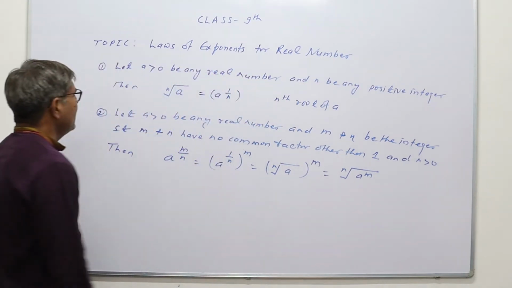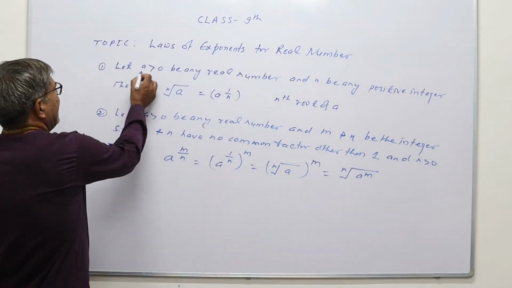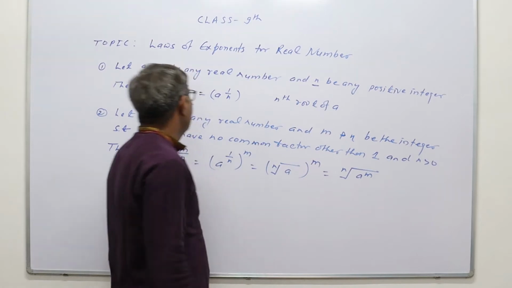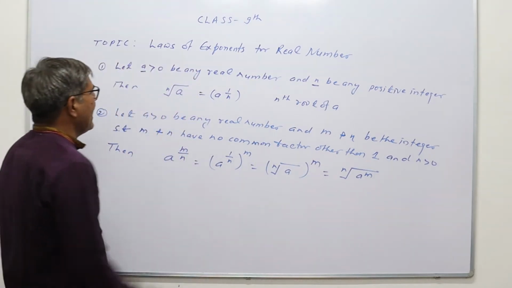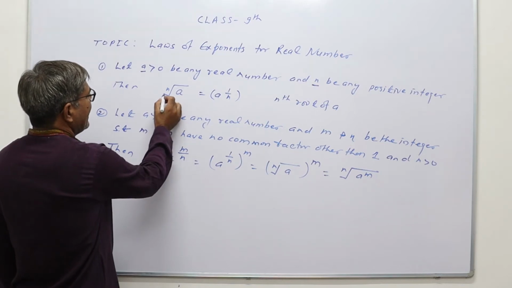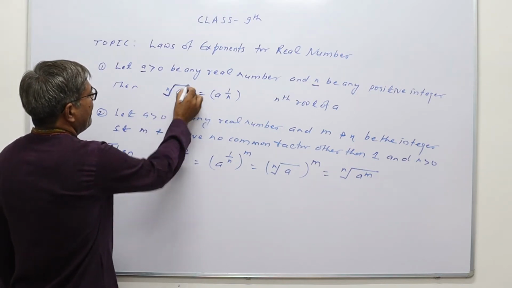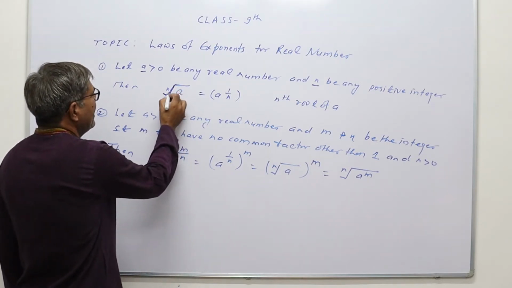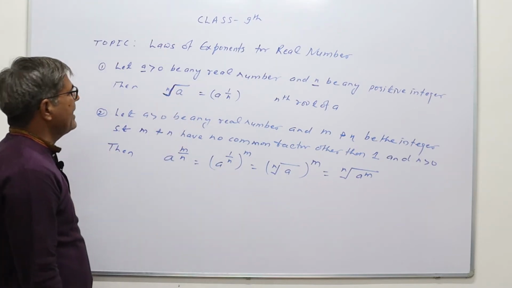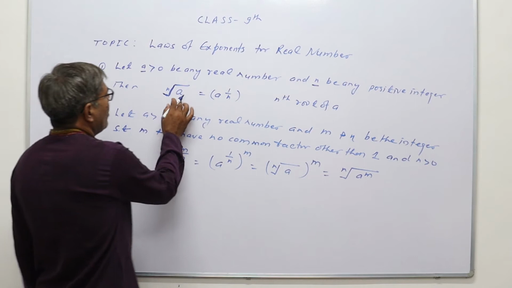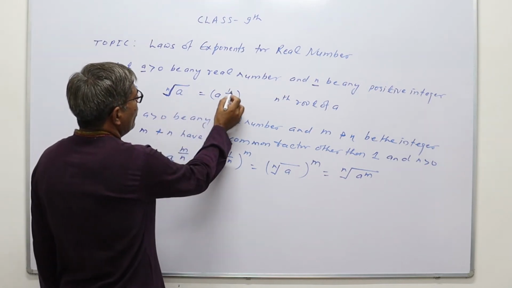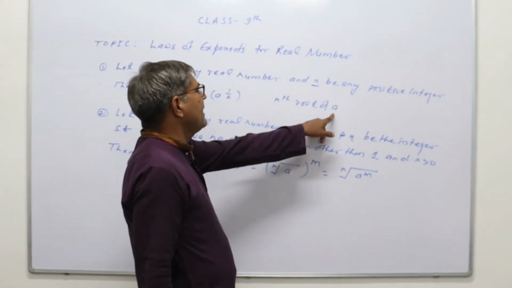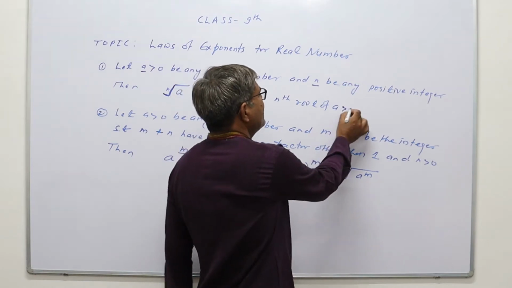So, let A be any real number and n be any positive integer. Then the nth root of A is represented by this symbol, that is, under the square root we will write the real number, and in the square root symbol we will write the positive integer n. So the nth root of A is equal to A whole power 1 upon n. This is read out as the nth root of the real number A, where A is greater than 0.